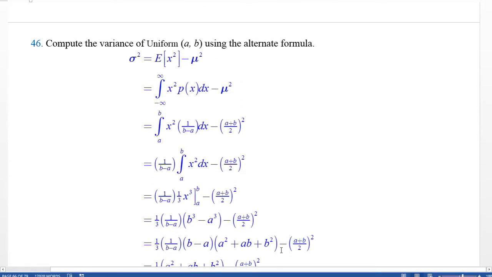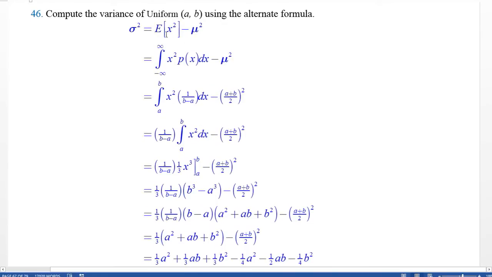Okay, and here are the details. So it's the expected value of x squared minus mu squared. Now we already worked out what mu was just a minute ago. It's a plus b over 2, so I can just substitute that in. And this integral here is x squared times p of x, which is 1 over b minus a. We can factor that out, and we're integrating x squared. Well, the antiderivative there is 1/3 x cubed, and we're going to evaluate from a to b. That's b cubed minus a cubed.